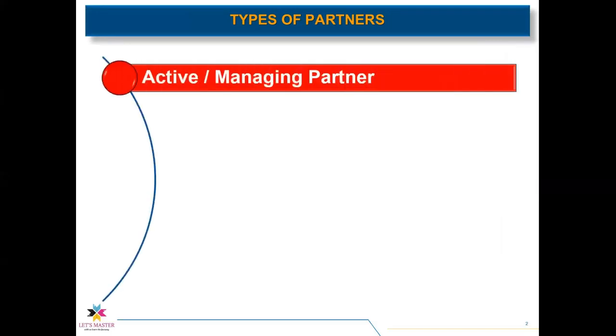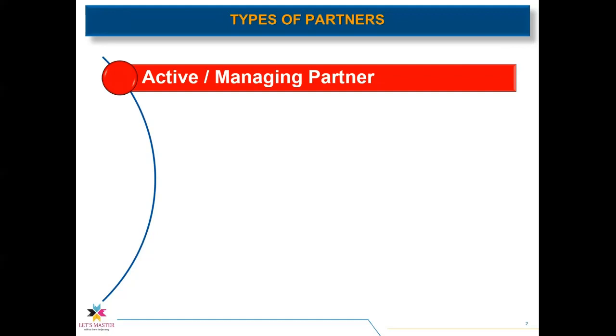Now, let's have a quick look at the types of partners. Depending on the status, or depending on the activities in which the partners are working, the partners can be classified as active partners or managing partners. These are actually the partners who are running the business on a day-to-day basis.